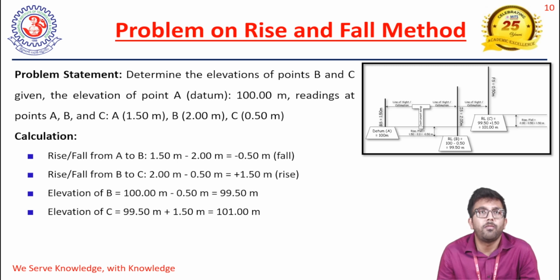So for A, we have been given 100 meters as the datum level. So 100 meters with rise and fall. We got a fall of 0.5 meters between A and B. So 100 minus 0.5 will give 99.5 meters. As I said, this is at a lower elevation as compared to A. But the elevation of C is 99.5 plus 1.5, which is 101, which says that it is 1.5 meters higher as compared to point B elevation.